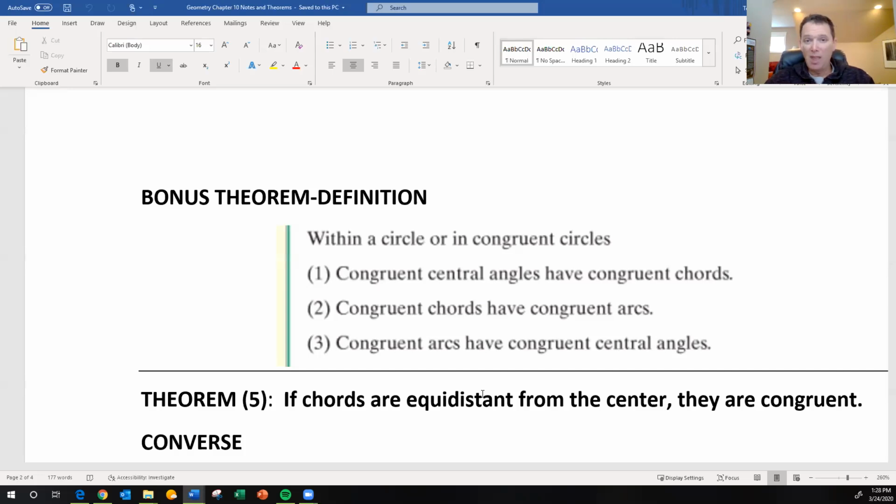Within a circle, and this also works if you have two circles that are separate from each other but congruent, anytime you have congruent central angles, you have congruent chords. Anytime you have congruent chords, you have congruent arcs. Anytime you have congruent arcs, you have congruent central angles. So you can go any direction. Angle, chord, arc, arc, chord, angle.